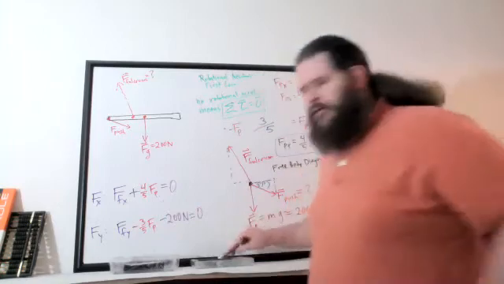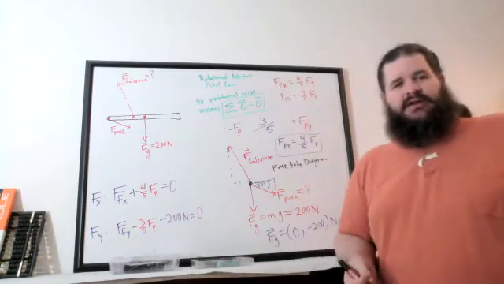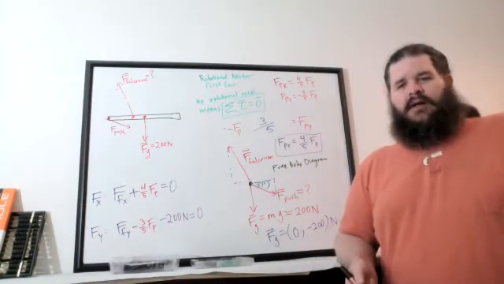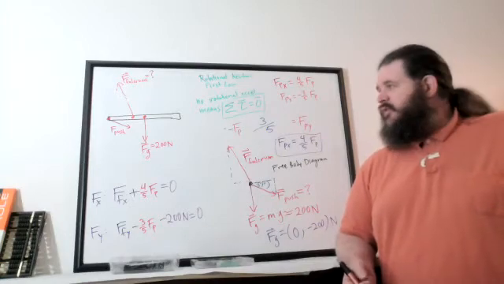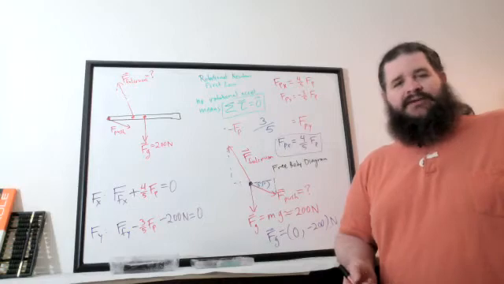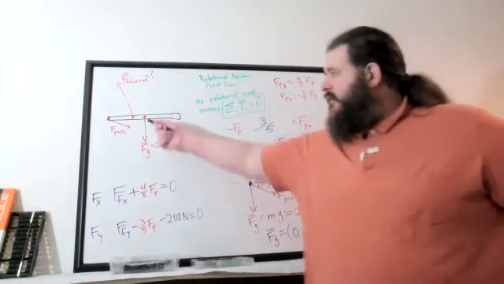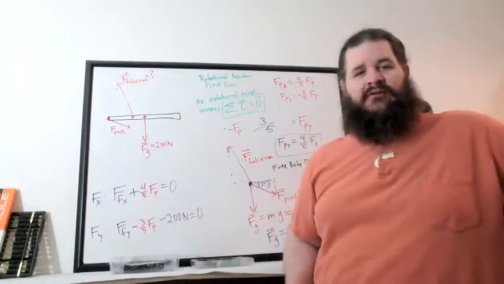But the idea is that gravity is influencing every single molecule in this entire beam. But instead of treating it as lots and lots of little tiny forces, we can treat it as just one big force located at an average position. And that average position is the center of mass or center of gravity.